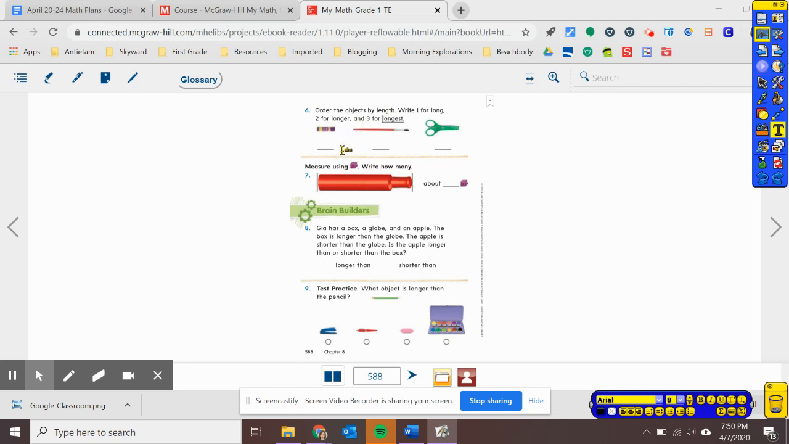All right, so shortest. Well, I think this glue stick definitely looks shortest. So I'm going to put my number 1 right there. Then I think which one will come next? I think these scissors are going to come next. Let's put 2 there. And finally, that would mean that my paintbrush is the longest. So that's where my number 3 goes.